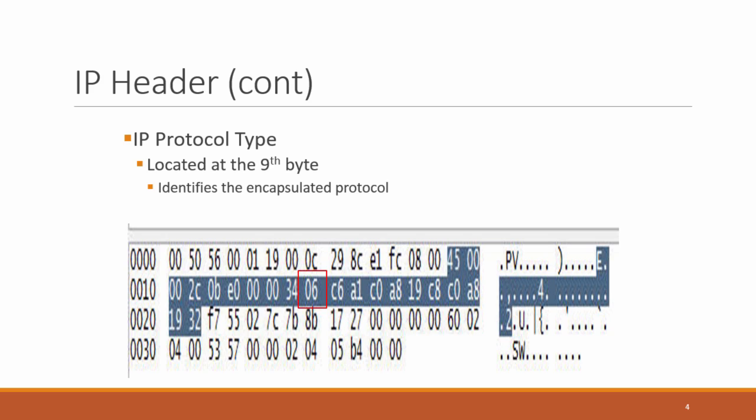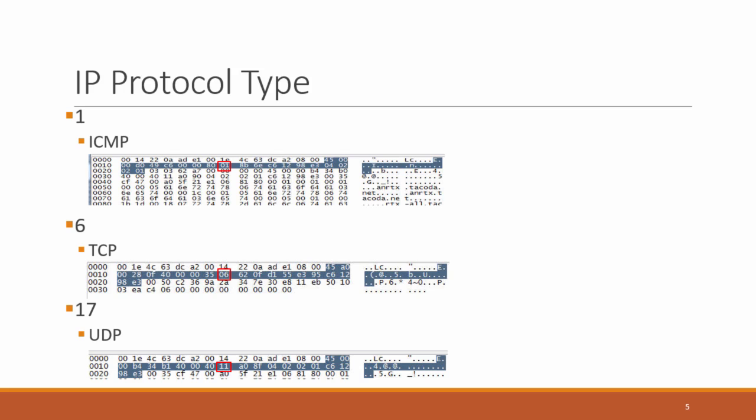As we discussed before, ICMP protocol type is 1, UDP protocol type is decimal 17, hexadecimal 11, and TCP is 6. So we're not going to spend too much time on this because we've covered this, but this is a slide for your review. As we said, ICMP is a 1, TCP is a 6, and UDP is a 17, but we can't represent 17 in hexadecimal, so we represent it with an 11.